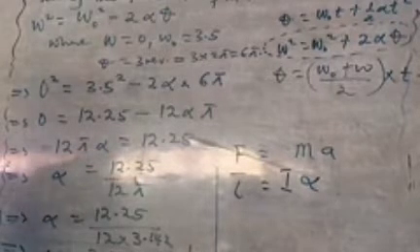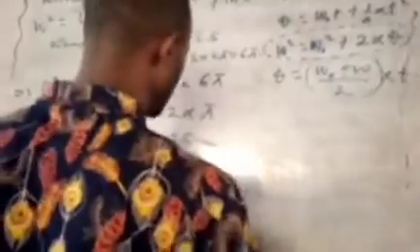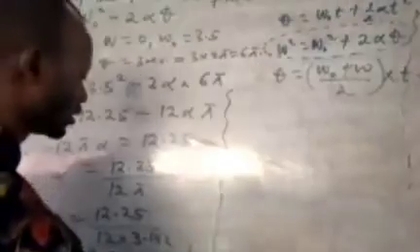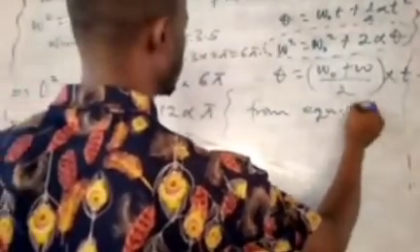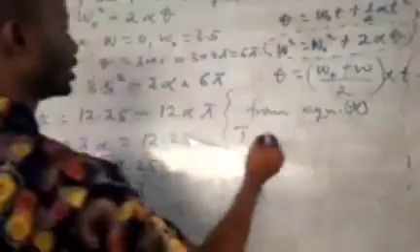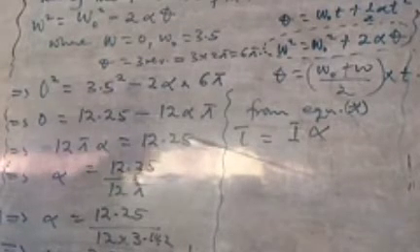Now, this is just the value of alpha. The value of alpha is not actually the answer to the question. We are asked to find the torque. So we are going to use the value of alpha in equation star. From equation star, the torque, which we are required to find, is equal to Iα. And from the previous questions we have solved, in question two, we have been able to calculate the value of the inertia.